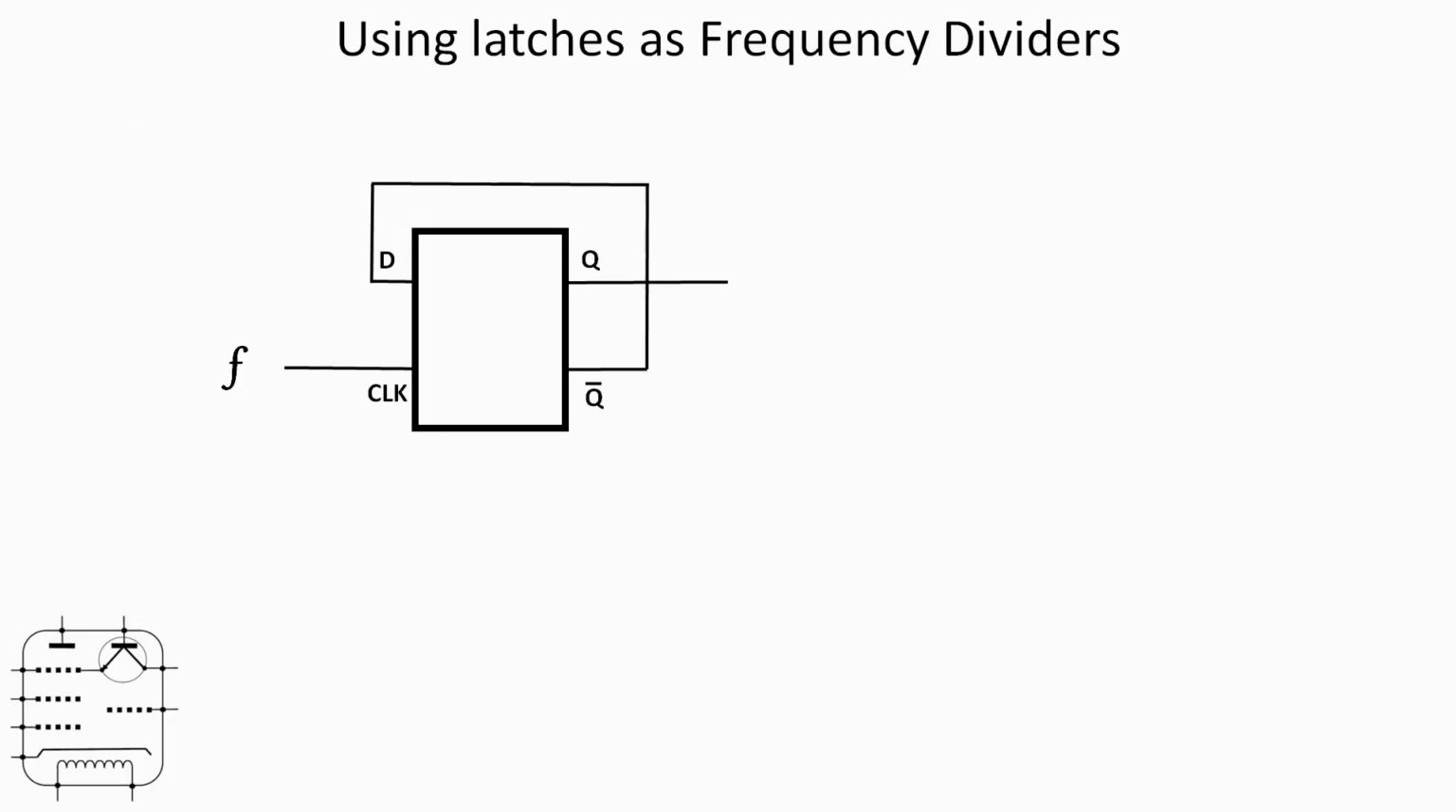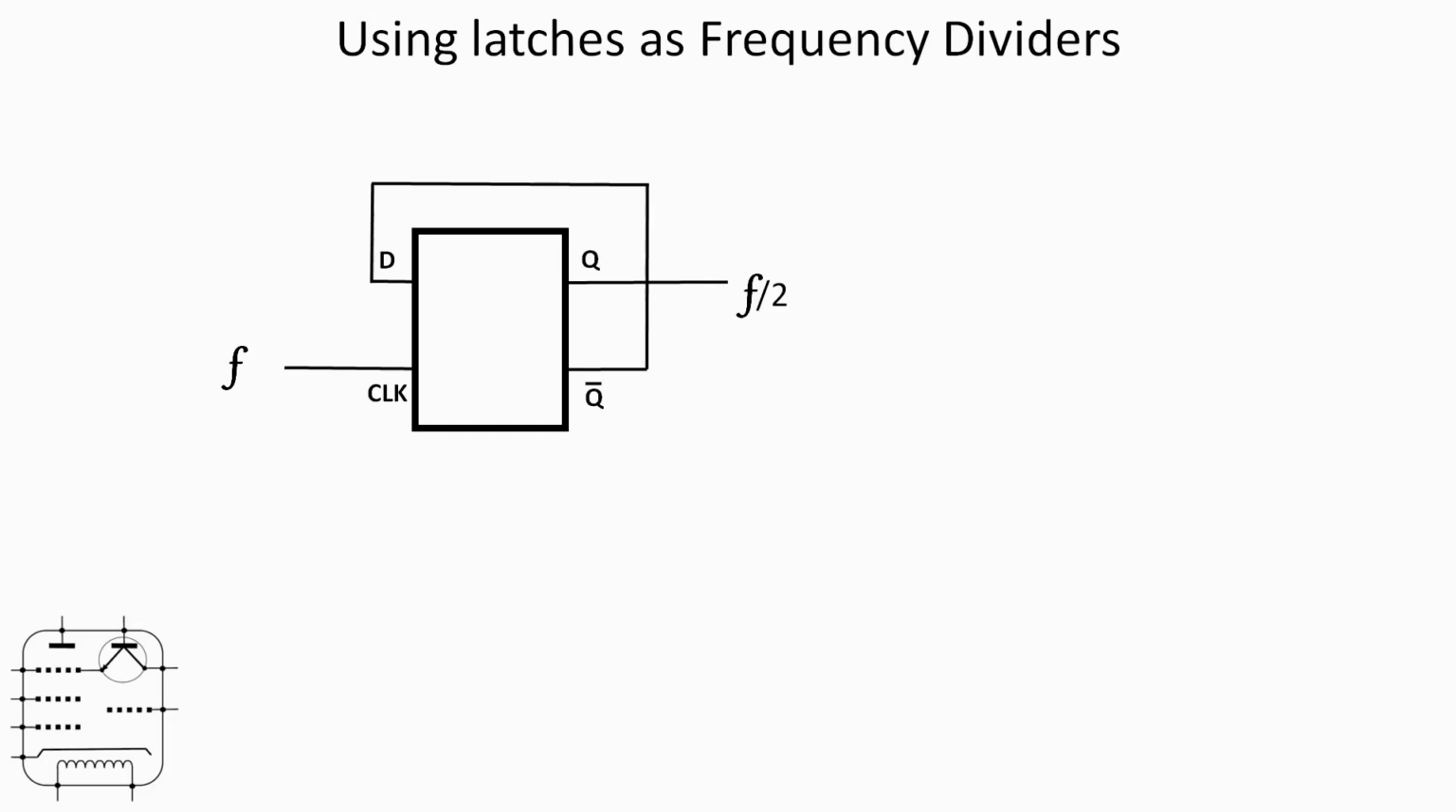If you want to sit with a truth table and work it out for yourself, I'd encourage you to do that. Life's too short for that for me. Essentially what happens there is the latch flip-flops once for every two incoming clock pulses. So what you get on the output is the frequency in divided by two.